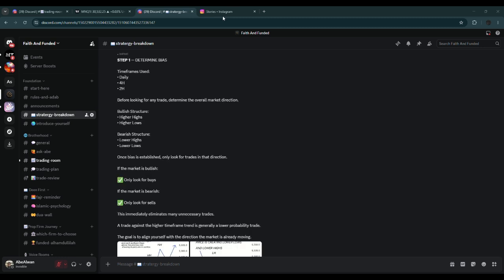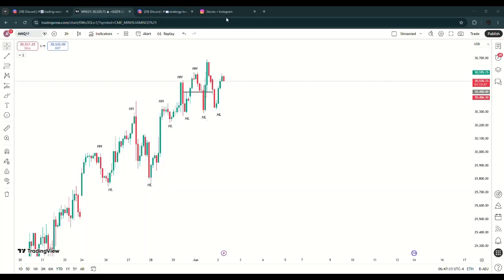So step one is that I like to look at the higher time frame to determine my bias. If it's bullish, I only look for buys, and if it's bearish, I will only look for sells. So if we look at the MNQ chart on the 2 hour, 4 hour, or daily, I like to look at the 2 hour for this specific example because it's much clearer.